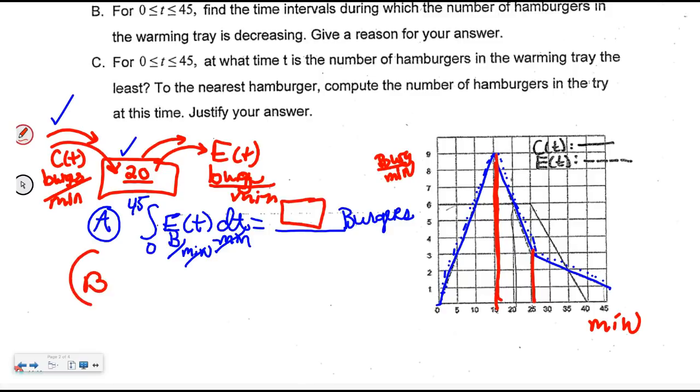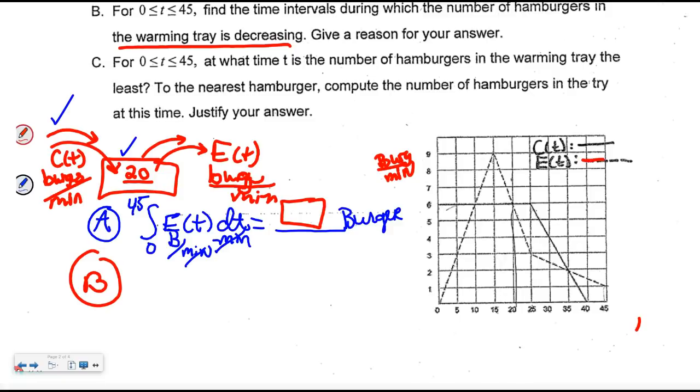For part B, find the time intervals during which the number of hamburgers in the warming tray is decreasing. So what I need is for my rate out to be greater than my rate in. So I need my rate out, which is my E of t, the red, to be greater than my rate in. These are cooking at a constant rate right here. You've got some cook going on, putting them in the bin, boom, boom. They're like, we better slow down. The cookout's starting to end. People are eating them slower, correct?